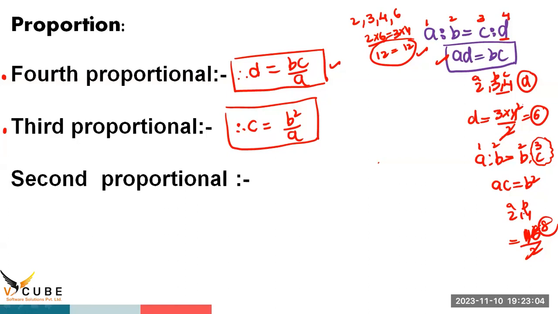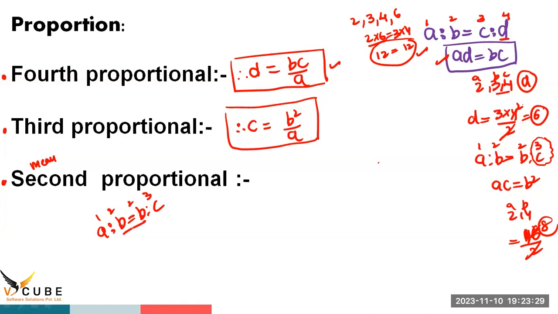Okay, so just remember the third proportion formula: C is equal to B square by A. Coming to the next one, the last point, second proportion or mean proportion. For example, A is to B is equal to B is to C. Second proportion means, for example, 1, 2, 2, 3.